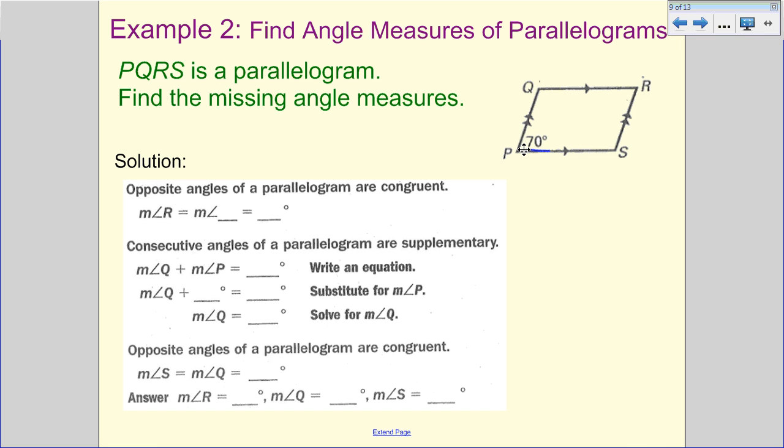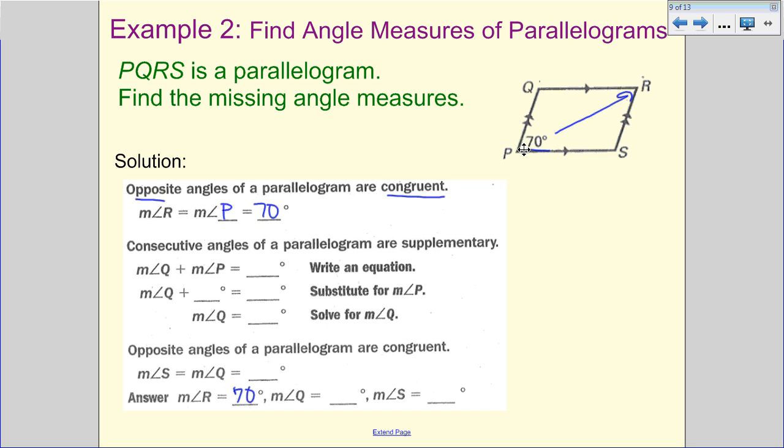So what they want me to find are all of the missing angles. What I know is that opposite angles are congruent, so that's where I'm going to start. By my angle P, the opposite angle is angle R. So the measure of angle R is equal to the measure of angle P, which is 70 degrees. So R is 70 degrees. Let's fill that in down here.